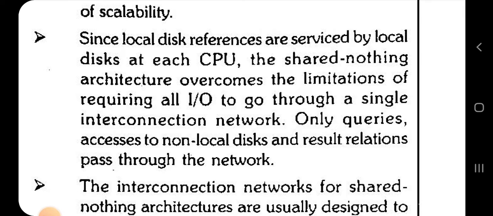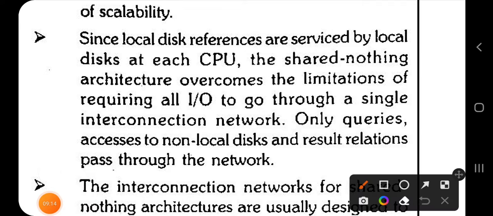And the second one that I could say is, since local disk references are serviced by the local disk at each CPU, the shared nothing architecture overcomes the limitation of required IO. Here, IO stands for input output devices. Every system will be having its own devices. There is nothing to be shared between the systems, so it can perform well and give a quick response.